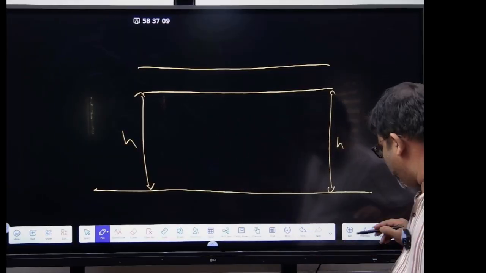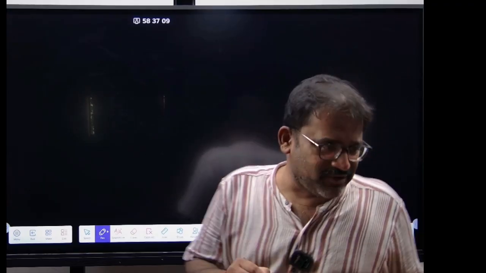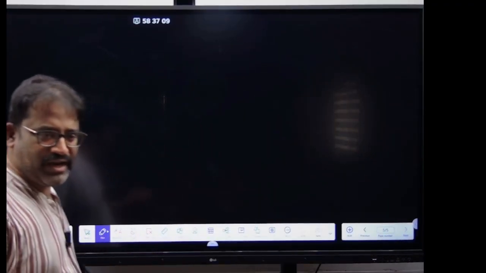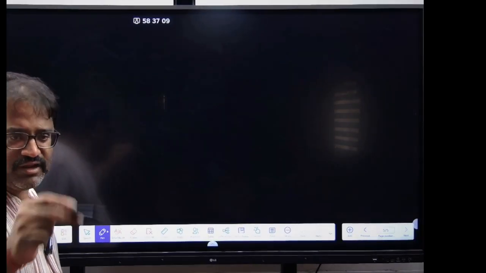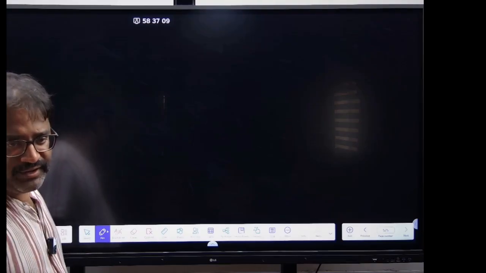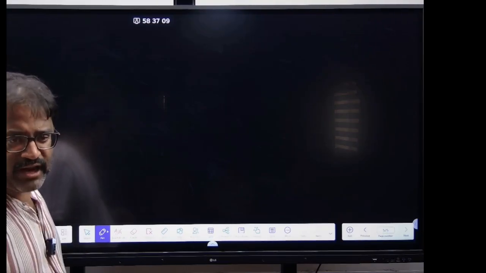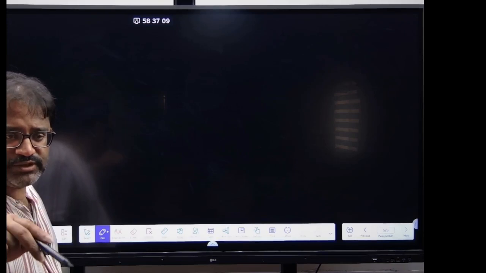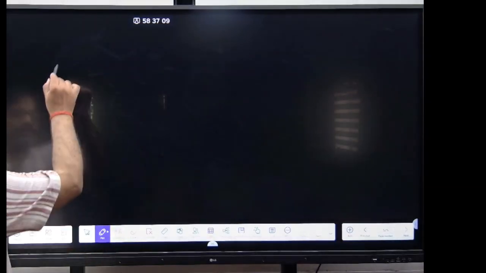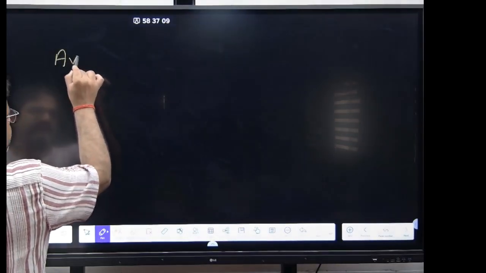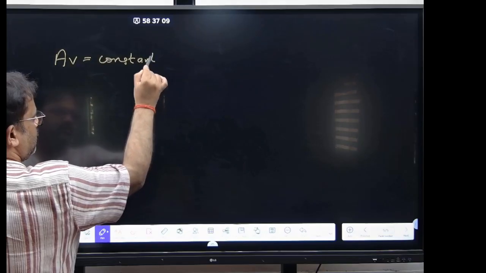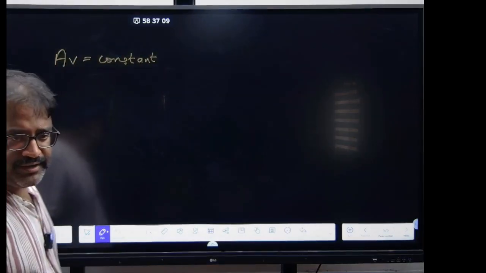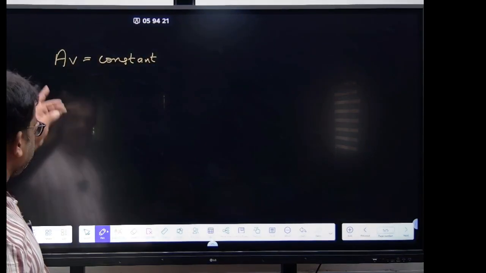See, according to the question, here he has given 2 areas. And he has given 1 velocity. And he is asking to calculate the second velocity with which we can calculate the second pressure. So therefore, we can go for AV equal to constant. Now what does this mean?